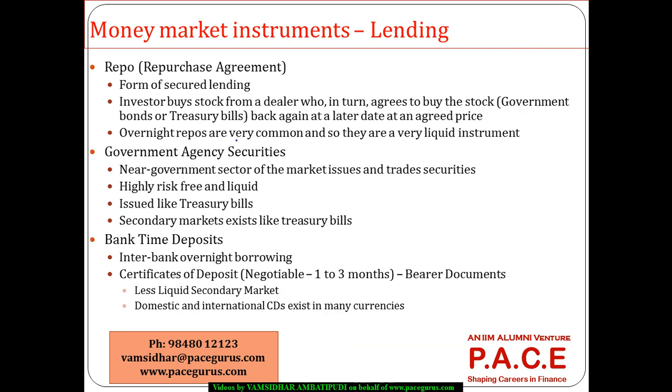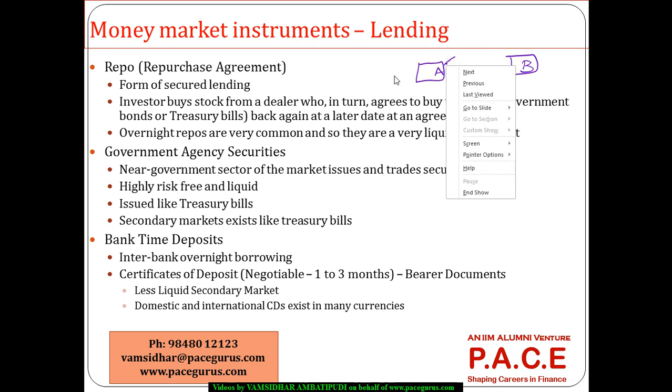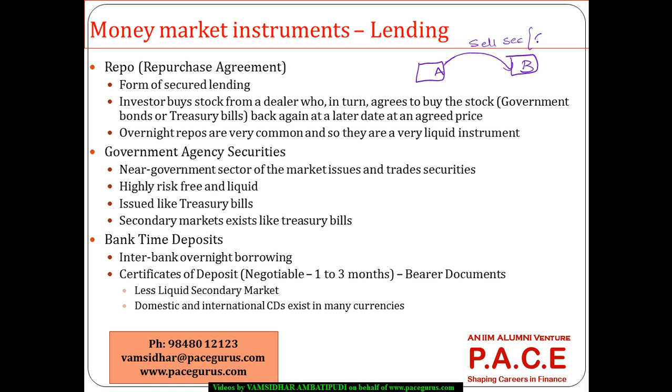Then another way of lending in the short term market is the repurchase agreement, which I have already talked about. Let's say A wants to borrow something and B is the lender. A will sell some kind of security to B. In general, very traditional government bonds or treasury bills, a very highly secured kind of instrument, is sold to B, and B will immediately provide cash.